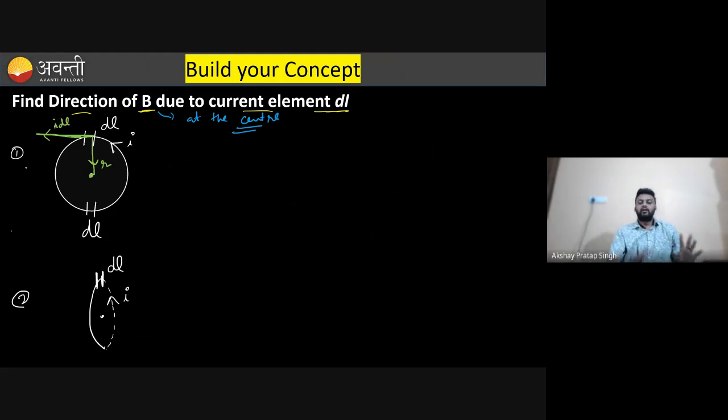Now, how to get the direction of IDL cross R? How to get the direction of magnetic field? Just take your right hand. There might be a situation where inversion will be there. I am taking my right hand, though it might seem that I am taking my left hand. So try to follow with me. Try to follow the commands that I am giving right now. I am just behaving like a commander here.